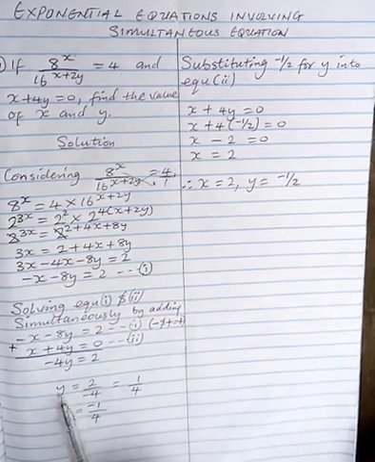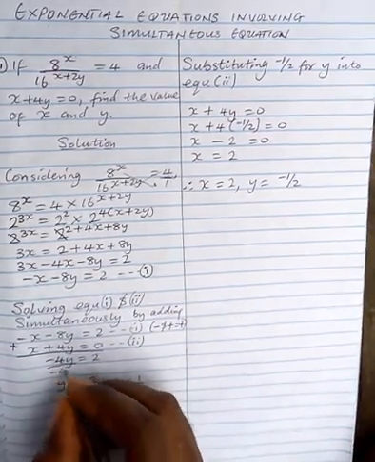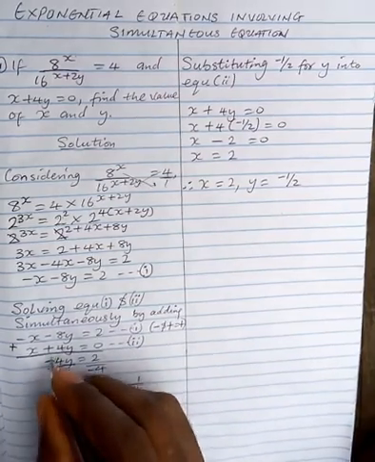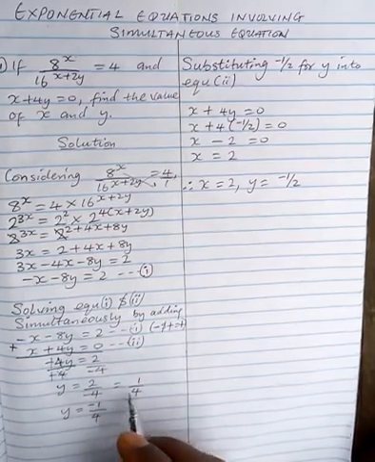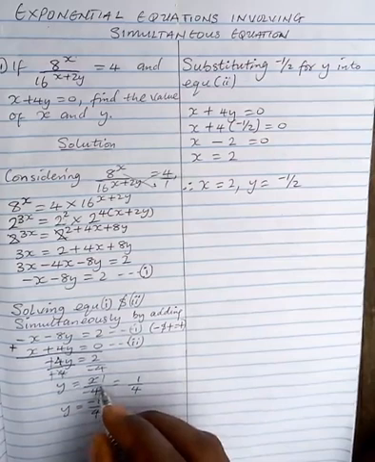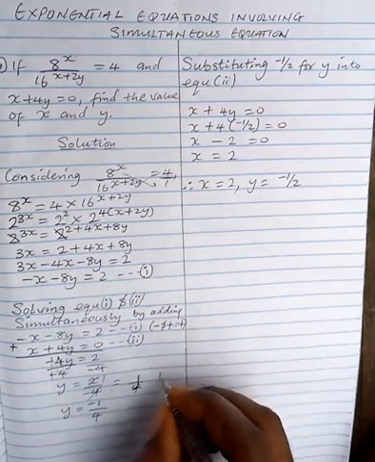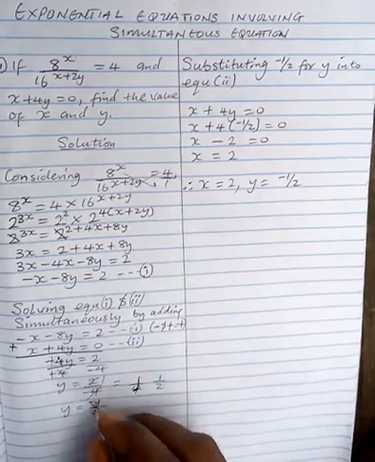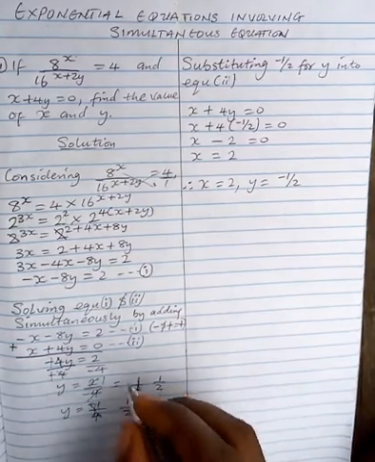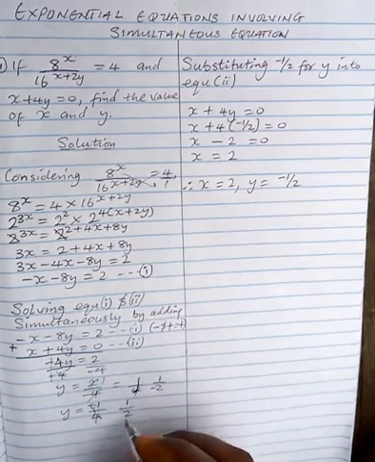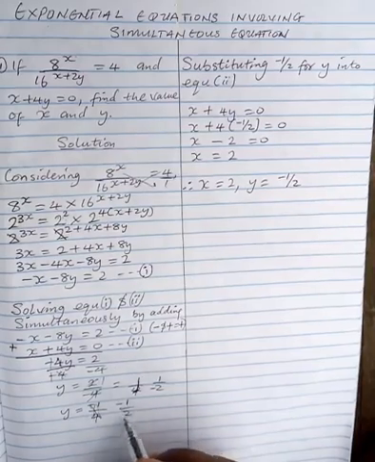At this point, we need to make y the subject of the formula by dividing both sides by the coefficient of y, which is minus 4, all over minus 4. So minus cancels minus, and 4 cancels 4. Then we have 2 over minus 4. There's a mistake here; this is 1 over 2, and of course there's a minus in it. So y is equal to minus 1 over 2.